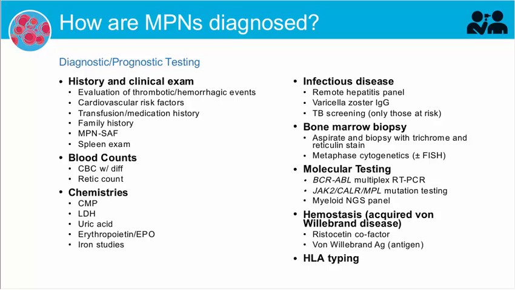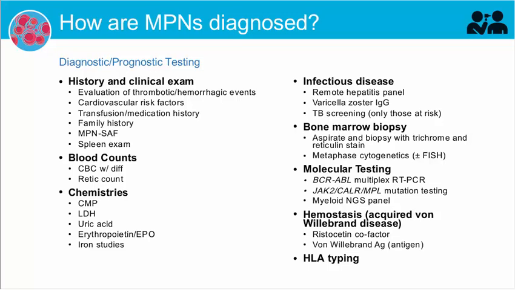Molecular testing is another word for mutation testing. Certainly we want to rule out something called chronic myeloid leukemia with BCR-ABL testing. That's that first line there. Chronic myeloid leukemia has a very different treatment than the other MPNs, so we want to make sure that that's not the case. Secondly, we want to help aid in the diagnosis by finding the driver mutation, basically the mutation that started all this off. Those typically occur in either the JAK2 gene, the calreticulin or CALR gene, or the MPL gene, and so we'll do testing for those.